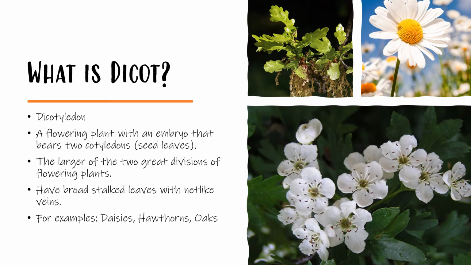What about dicot? What is dicot? Dicot also is a short form for dicotyledon. Dicotyledon is a flowering plant with an embryo that bears two cotyledons. Dicotyledons constitute the larger of the two great divisions of flowering plants, and typically have broad stalks, leaves with net-like veins. For example, daisies, hawthorn, and oaks.